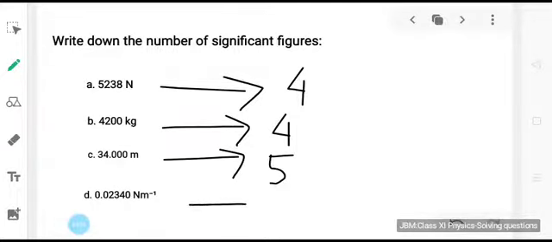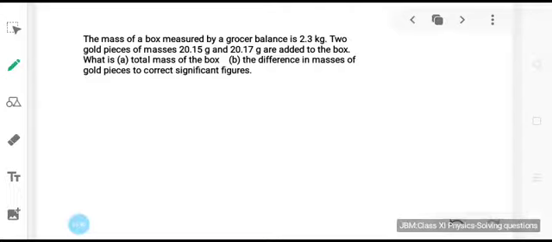The next question, I am reading it for you. The mass of a box measured by a grosser balance is 2.3 kg. 2 gold pieces of masses 20.15 gram and 20.17 gram are added to the box. What is part A, the total mass of the box, and part B, the difference in masses of the gold pieces, to correct significant figures?